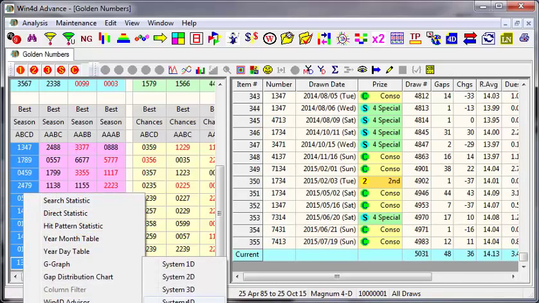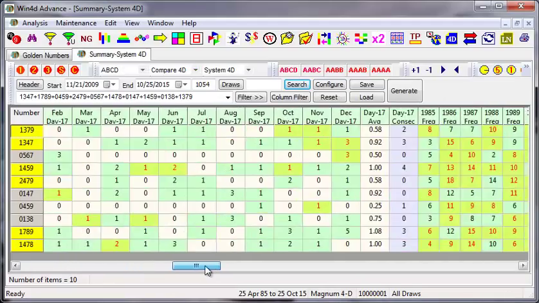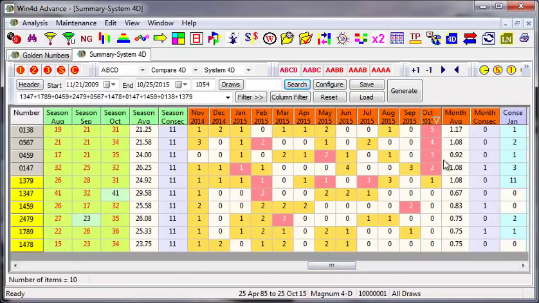Now for Magnum, I strongly encourage that we stay focused on what we call the season numbers, which covers this series, this group of numbers. Alright, we right click here, system filter into the 4D, and there we go.